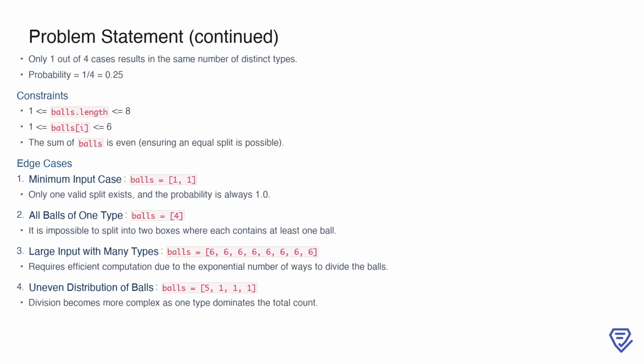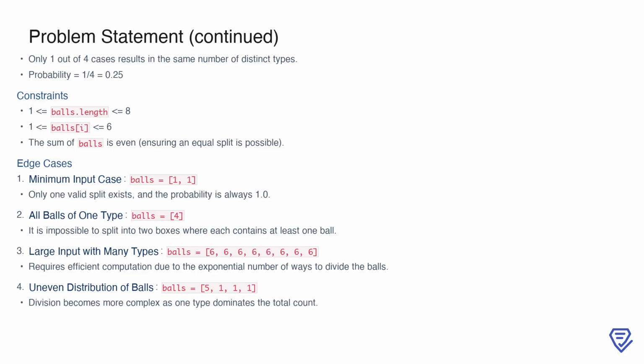In the example balls equals [1, 2, 1], we have three types of balls, one ball of type 1, two balls of type 2, and one ball of type 3. One possible valid distribution is placing the ball of type 1 and one ball of type 2 into the first box, and the second ball of type 2 along with the ball of type 3 into the second box. This results in both boxes containing two distinct types of balls.